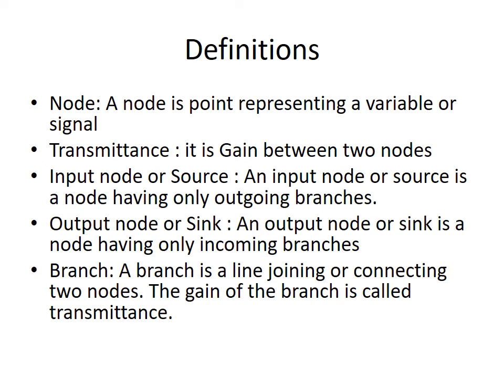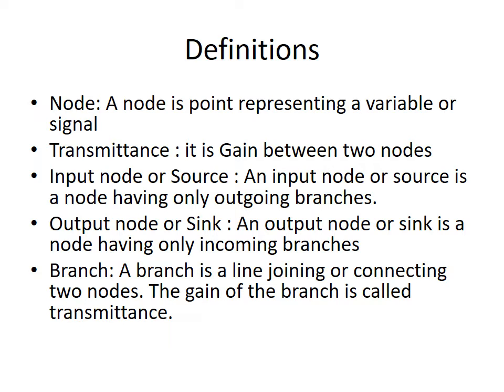In the signal flow graph method, we are using different definitions. Using these definitions only we are going to find out the transfer function of the given system. So here you are using the word node. A node is a point representing a variable or signal. So wherever you are having a variable, where signals are changing, that particular point may be considered as a node. And the next term is called transmittance. It is a gain between two nodes.